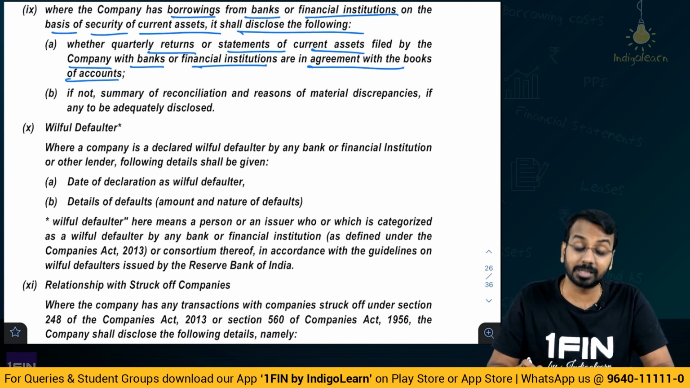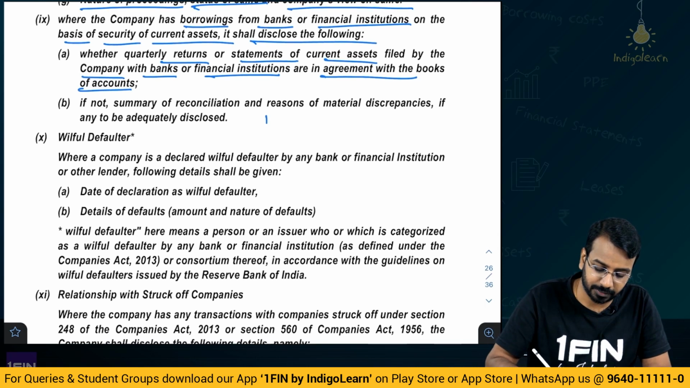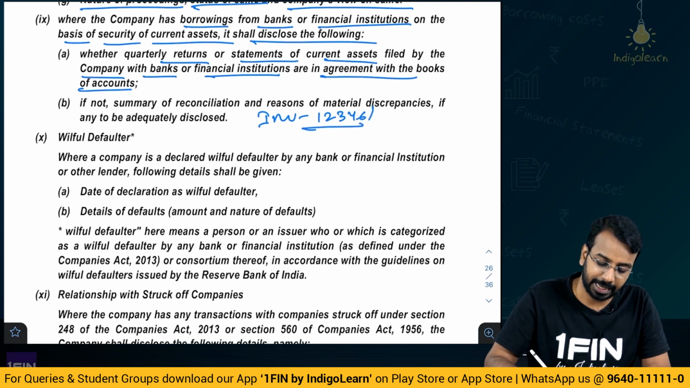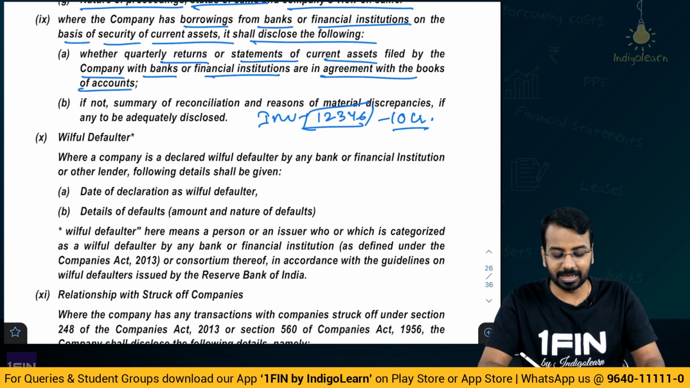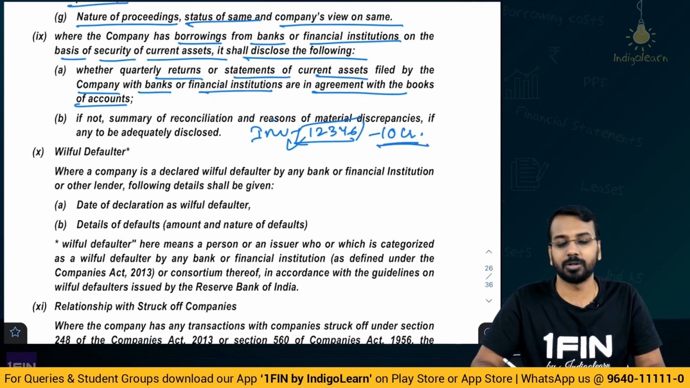Okay, and in some cases the bank wants invoice to invoice tagging. So for example, let us say there is an invoice number 1, 2, 3, 4, 6. Against this we have taken a loan of 10 crore. So we said we will purchase inventory. Against that inventory, this is the invoice number and this 10 crore is the loan taken.